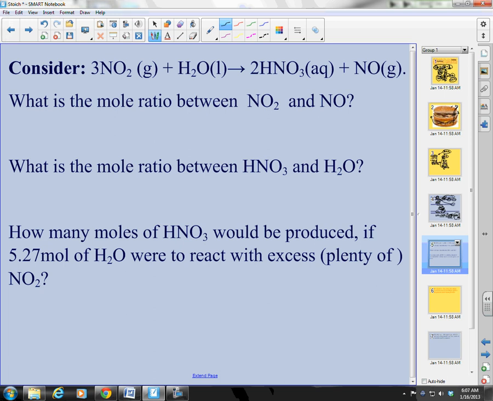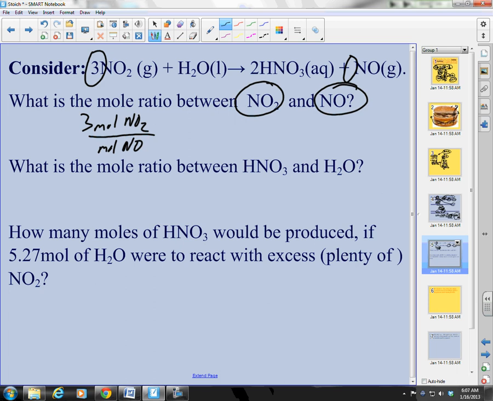Okay, what is the mole ratio between nitrogen dioxide and nitrogen monoxide? Well, I'm looking at my coefficients in my balanced equation. What goes on top? We want to know moles of NO2, and what's my moles of NO, and how many? I have 3 moles of NO2 and 1 mole of NO. So my mole ratio between NO2 and NO is 3 moles of NO2 to 1 mole of NO.